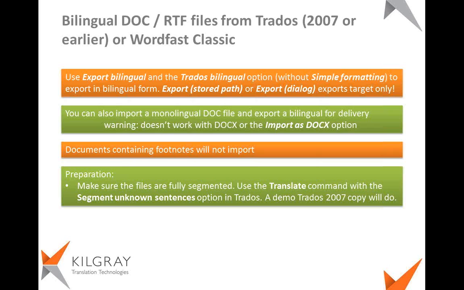There's another common case when the document you receive for translation is a monolingual Word document, a doc file, or probably more maybe an RTF file, and you are asked to deliver a bilingual. This is possible as well, but there's a trick. This doesn't work with the newer Word format docx, and it doesn't work either if you use the import as docx import option for a doc file. So, well, basically that's it. If you have a doc file for translation, you can import it as a monolingual and export the bilingual from it.